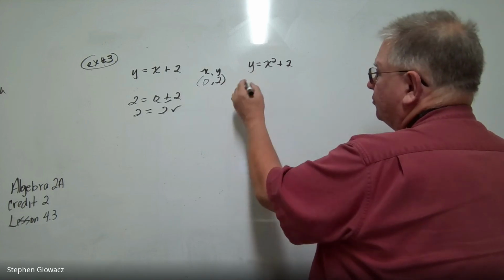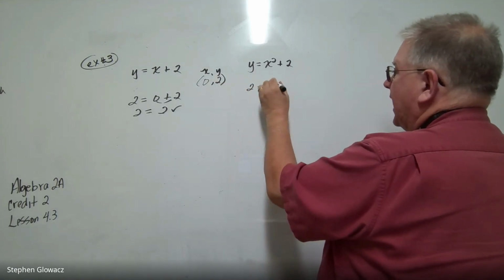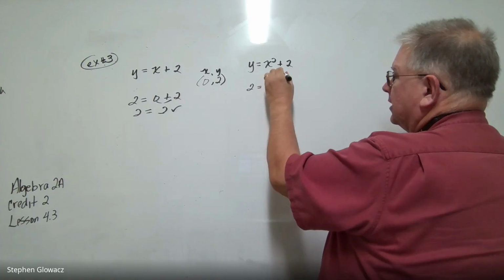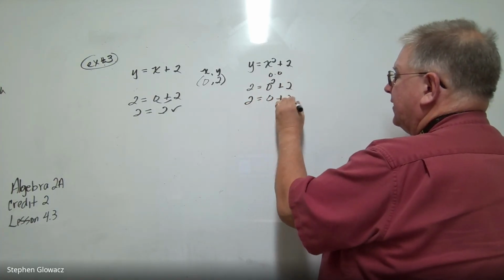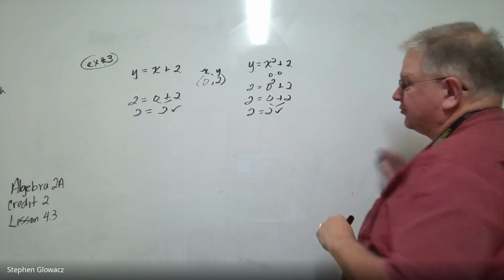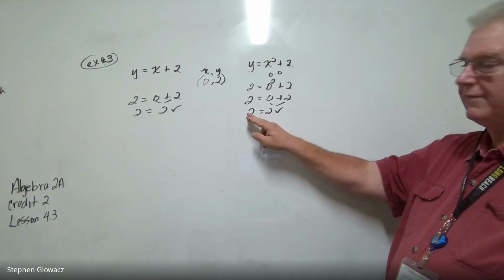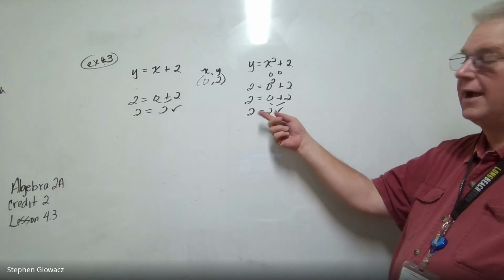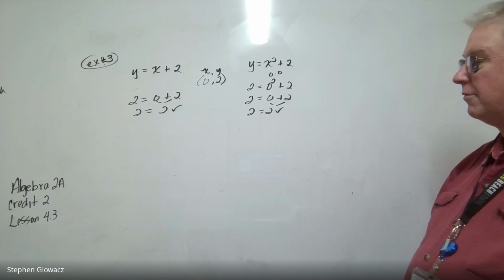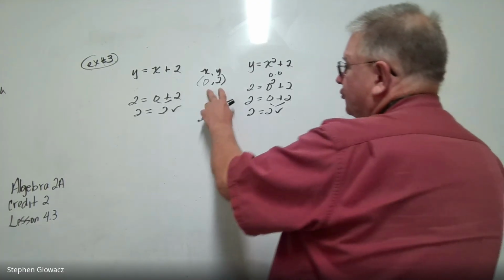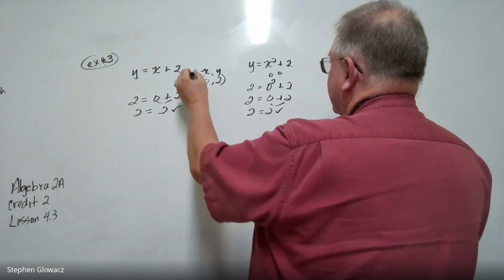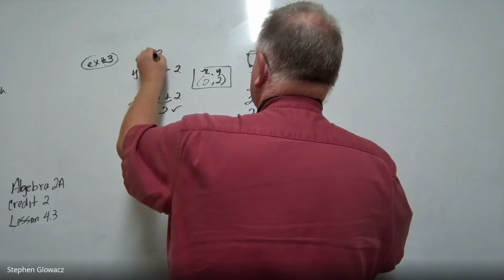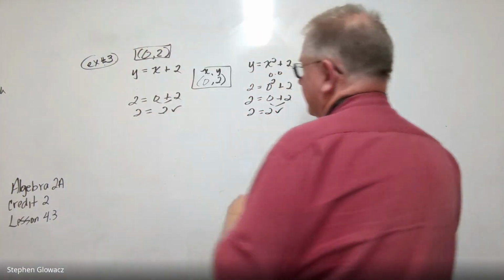So once again, 2 substituted for y, 0 for x. 0 squared, which means 0 times 0, is 0. And then 0 plus 2 is 2. And again, that's a true statement. A true statement just means we have the same number on both sides of the equal sign. If the numbers are different, like 2 and 5 or 2 and negative 2, then that would be a false statement. But as it is, (0, 2) is a solution to the first equation and the second. So (0, 2) would be our first solution. So let's go ahead and put that up here.